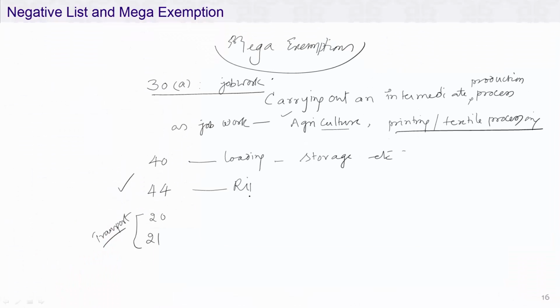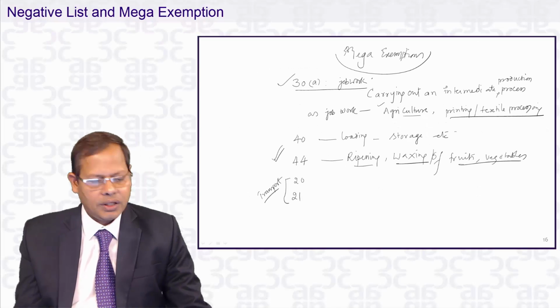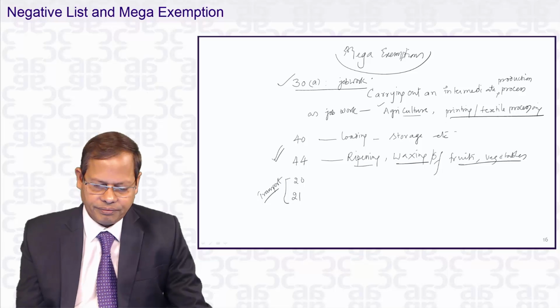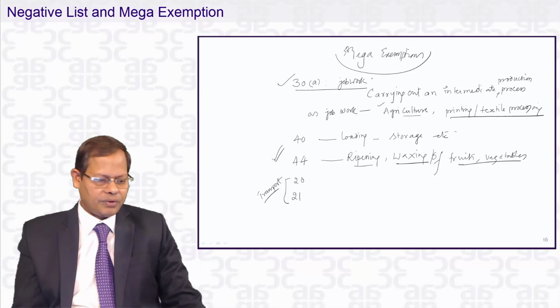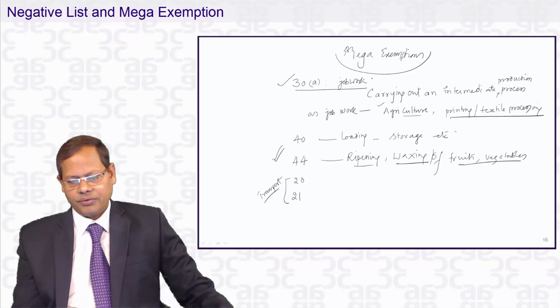You have to read carefully. Ripening, waxing of fruits, vegetables, etc. Ripening, waxing, packing, etc. of fruits. 44, this is the latest. Earlier it was not there. So 30A we have already discussed, and 40, 44 and 20, 21. Now let us finish 40, 41. So what is there in 40, 41?